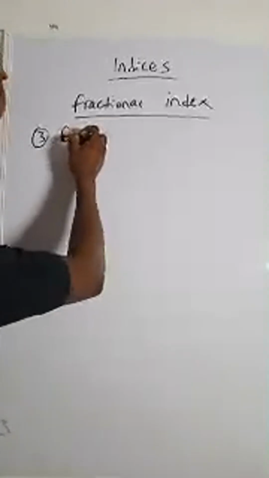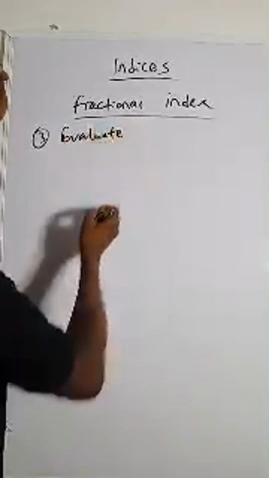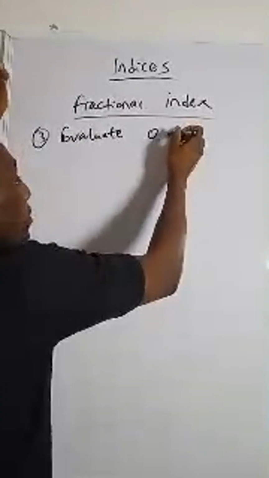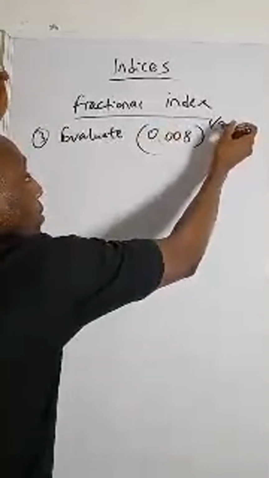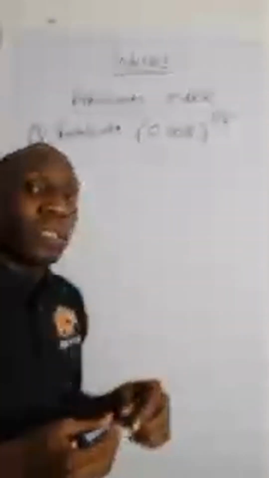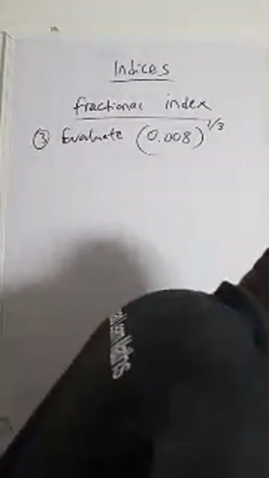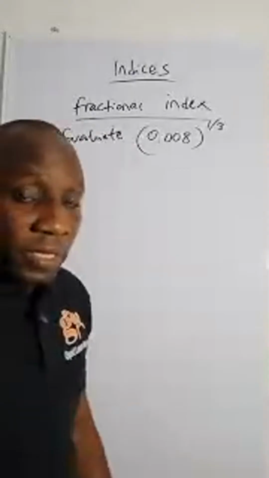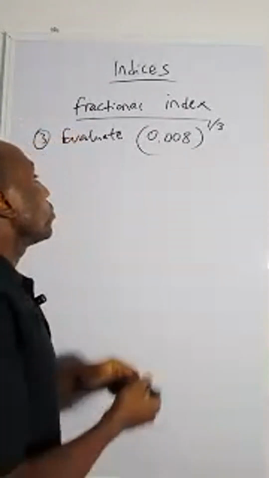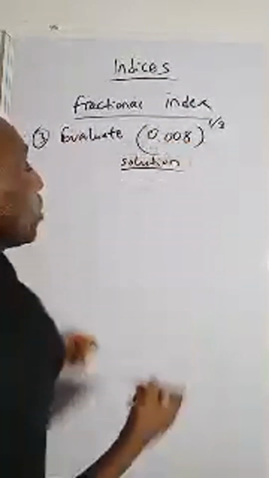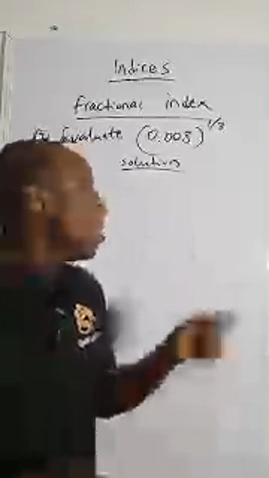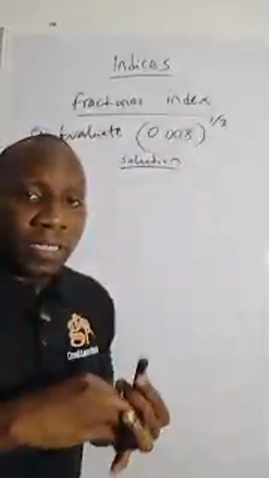This one says evaluate 0.008 raised to the power of 1 over 3. Okay, do you see this? Evaluate 0.008 raised to the power of 1 over 3. So how are we going to do this? See, do you know what I want to do? This 0.008, we are going to rewrite it as a common fraction. This is in decimal, we want to write it as a common fraction.